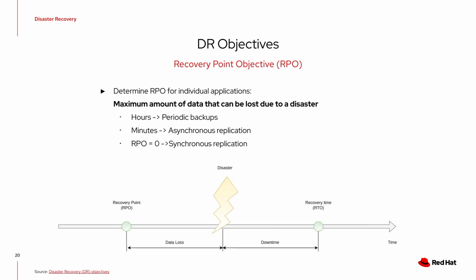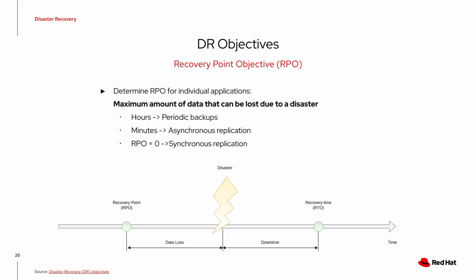Now, when you are working on disaster recovery strategy, you will also need to, for your individual applications, determine what is your recovery point objective and recovery time objective. You will need to do it for each application. Maybe you will divide your applications into different tiers based on what those objectives are.